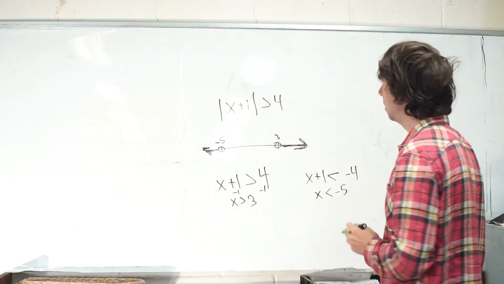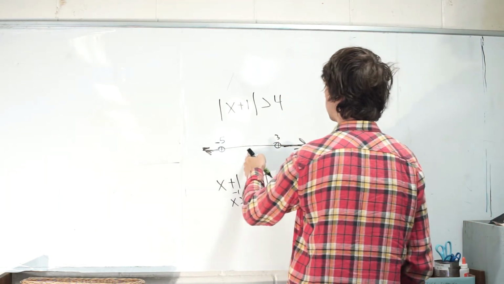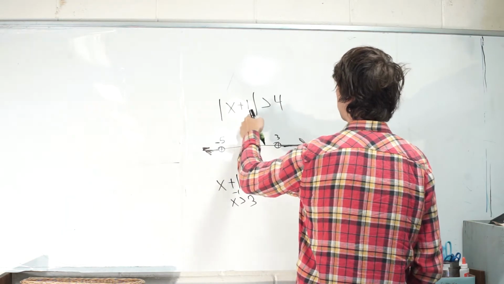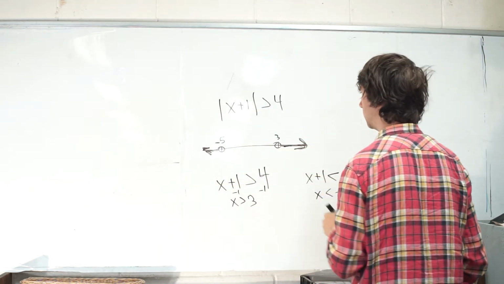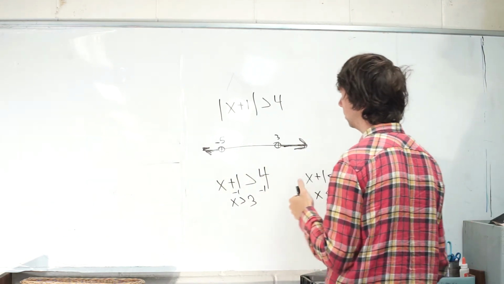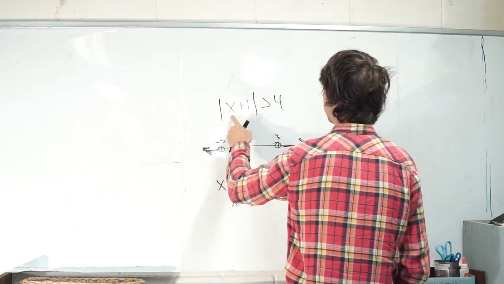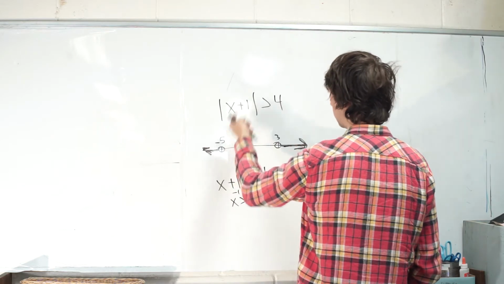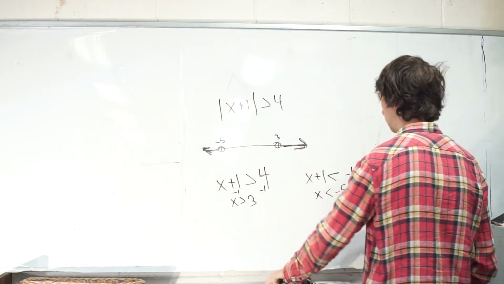You can test that. If you want, you can plug in something in the middle and make sure it's false, like 0. 0 plus 1 is 1. 1 is not greater than 4, so that's good. You can plug in 6. 6 plus 1 is 7, which is greater than 4. That's good. You can plug in -10. -10 plus 1 is -9, which becomes 9. Greater than 4. That's good.